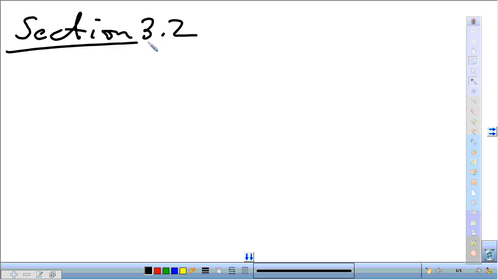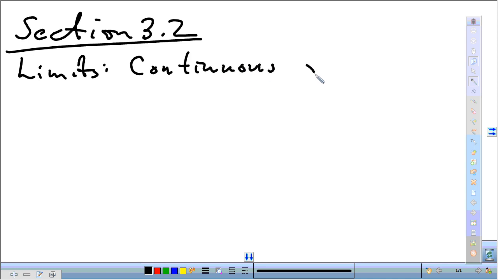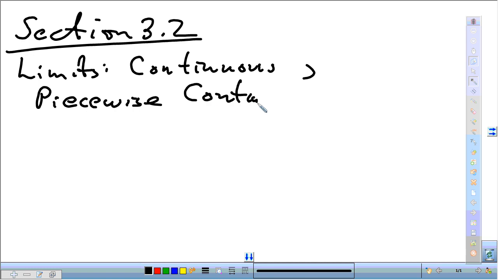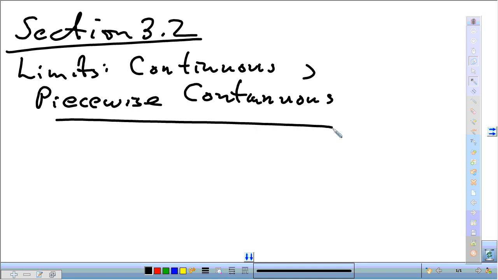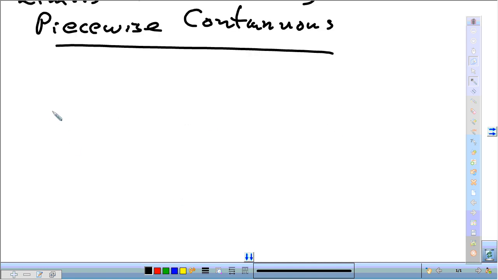Ready for Section 3.2. Again on limits, but looking at continuous and the piecewise continuous functions. To start off with, we looked at the word continuous for functions and graphs.